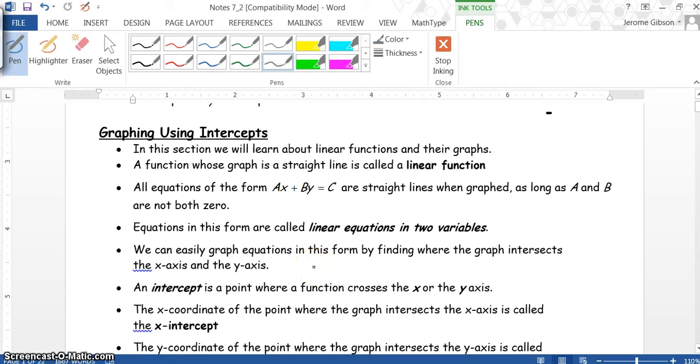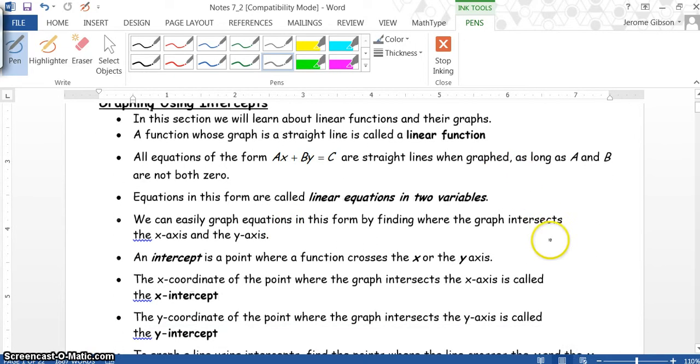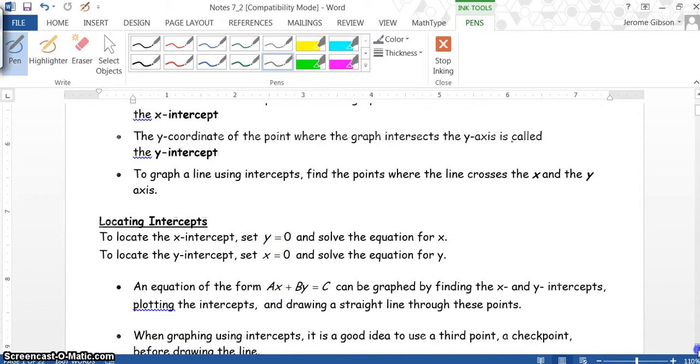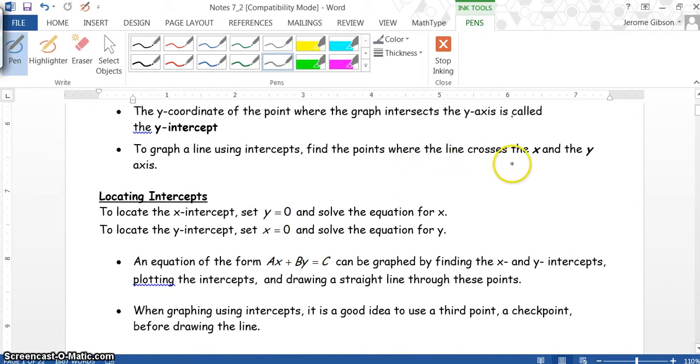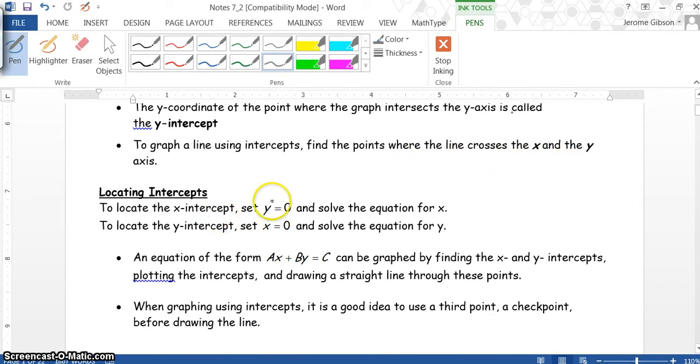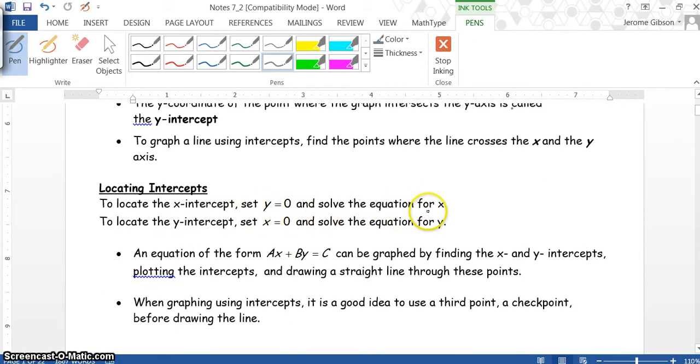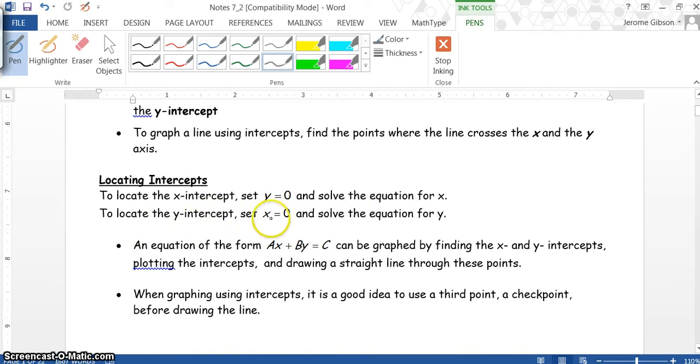An intercept is a point where a function crosses the x or y-axis. The x-coordinate of the point where the graph intersects the x-axis is called the x-intercept. The y-coordinate of the point where the graph intersects the y-axis is called the y-intercept. To graph a line using intercepts, find the points where the line crosses the x and the y-axis. Locating intercepts. To locate the x-intercept, set y equals 0 and solve the equation for x. To locate the y-intercept, set x equals 0 and solve the equation for y.